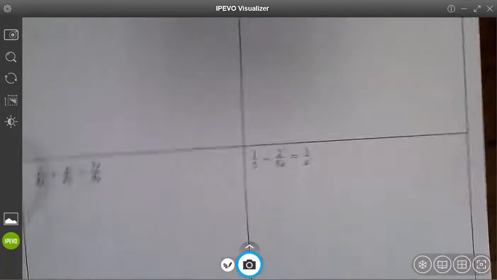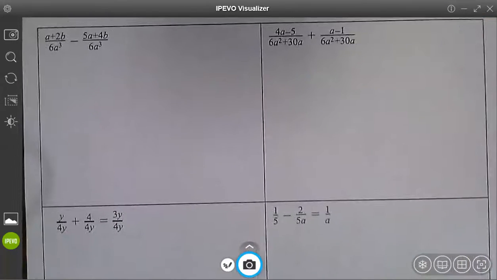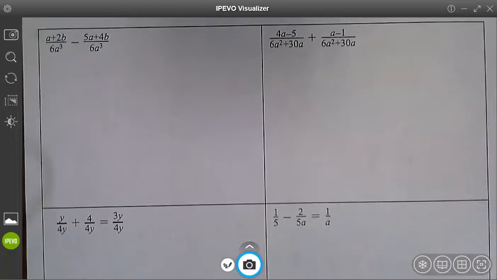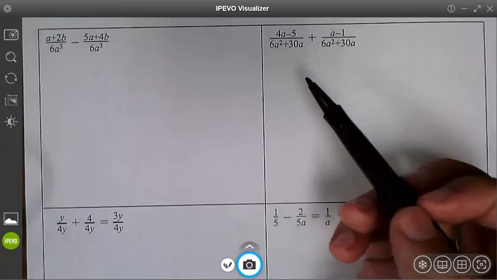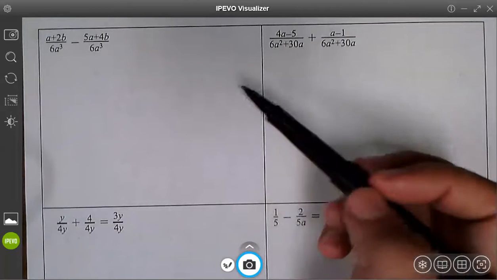On the back, we're going to work on adding and subtracting fractions here. When you add and subtract fractions, you have to have a common denominator. Once you do that, you add and subtract the numerators.